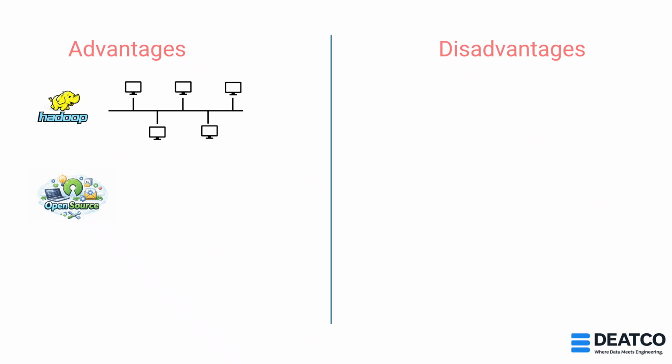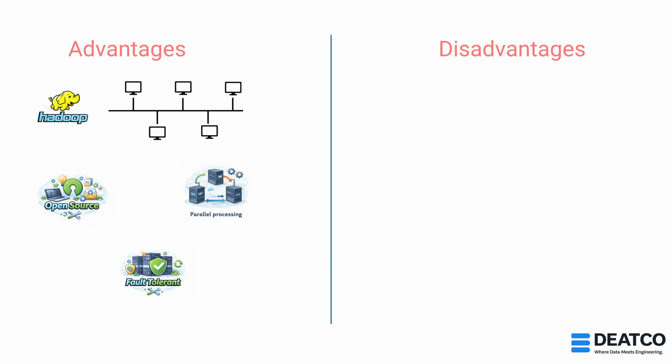Hadoop is open source and runs on commodity hardware, which significantly reduces infrastructure cost compared to traditional data system. Hadoop also provides fault tolerance. Data in Hadoop is replicated across multiple nodes, so even if a node fails, the data remains available and processing continues without interruption. Hadoop supports parallel processing, allowing large datasets to be processed faster by distributing work across multiple nodes in the cluster. Now let's look at the disadvantages.